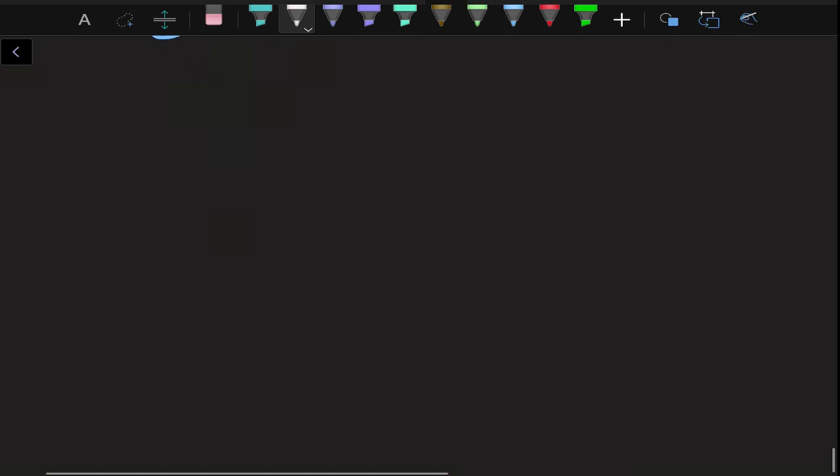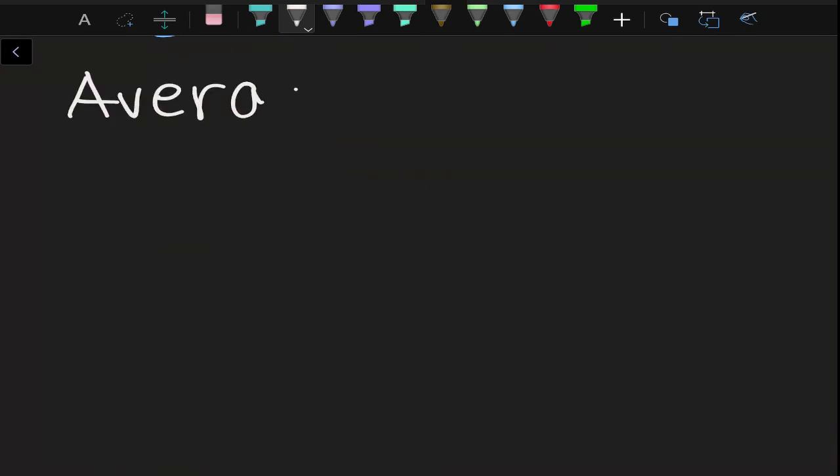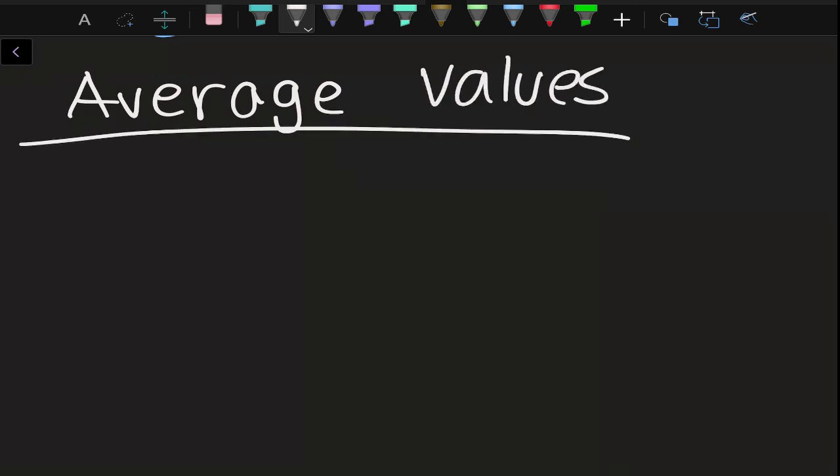Now the last thing we're going to discuss today is average values. And an average is a single value that describes a list of values.